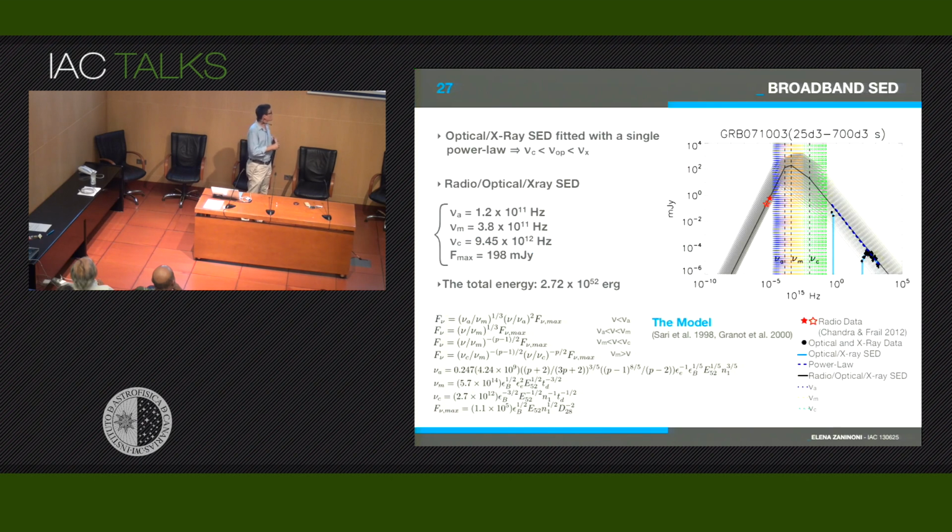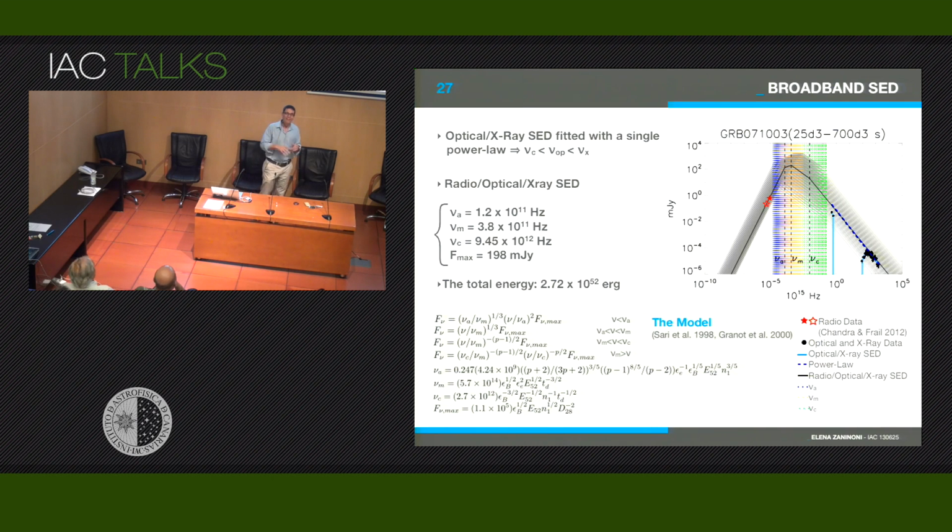Finally, we consider also a broadband SED. That is, Chandra and Frail published their paper in 2012, in which there are some radio data of gamma ray bursts. And we found that for these gamma ray bursts, 07, 10, 03, we have the same data at the same time as the data of Chandra and Frail. So we can rebuild the SED from the radio to the X-rays.